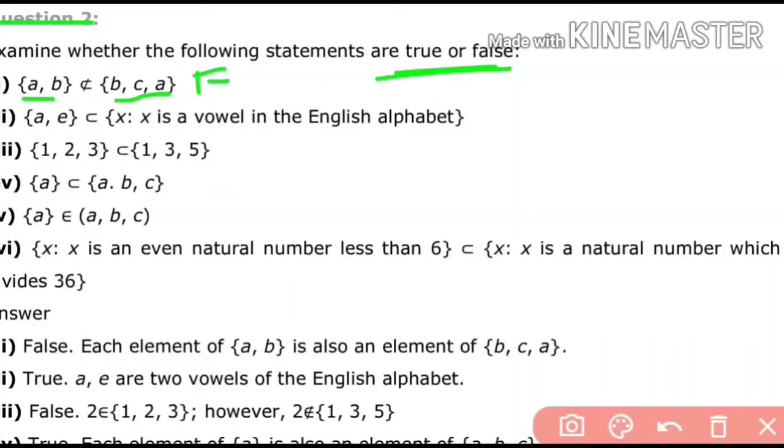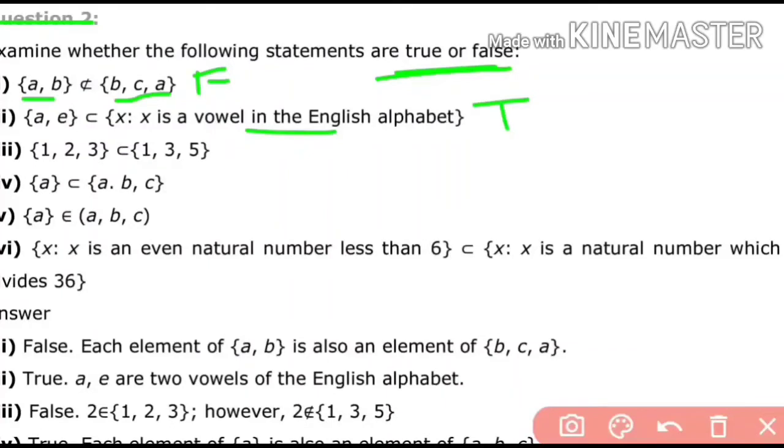{A, E} is a subset of X, such that X is a vowel in the English alphabet. Look here, A and E both are vowels, and on the right-hand side also it will be vowels. So it is true that the {A, E} set is a subset of the second set. So it is true.